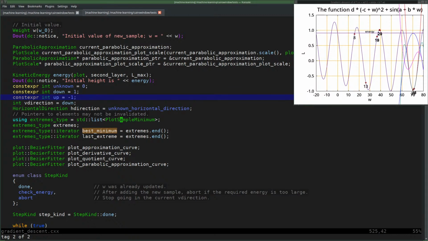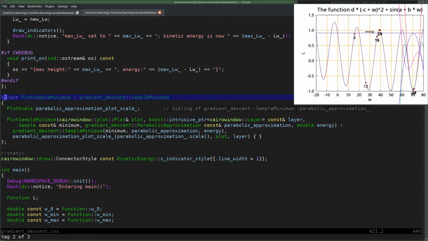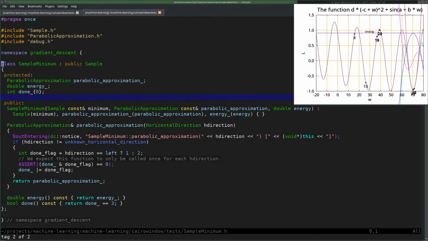Storing in the extremes container, which is a standard list, I store plot sample minimum objects, which means that we also store as the base class part of that the gradient descent sample minimum, which contains the parabolic approximation as an object. But you can get write access to it. It's a non-const reference that is returned to you.